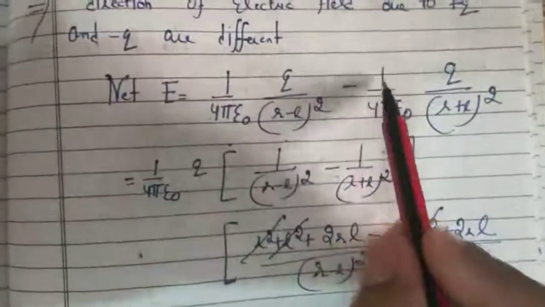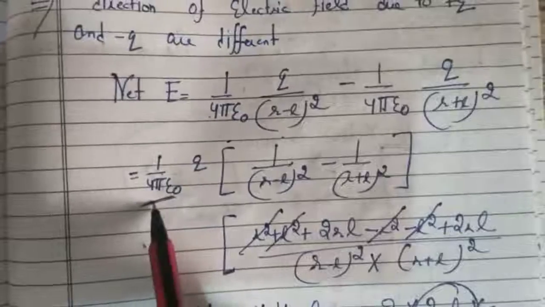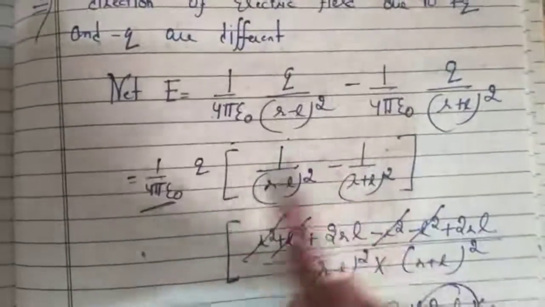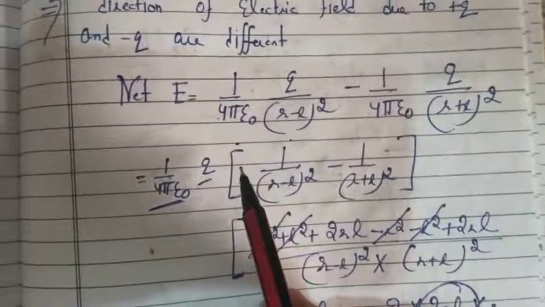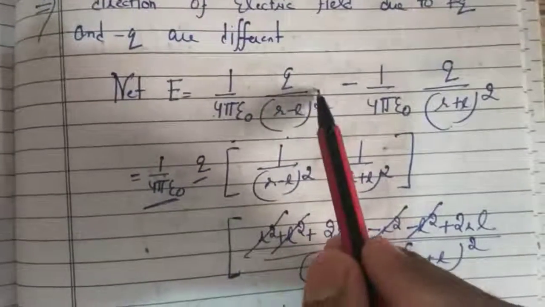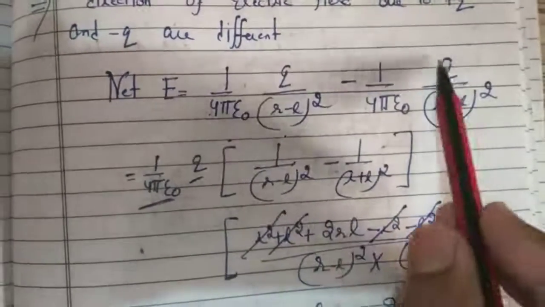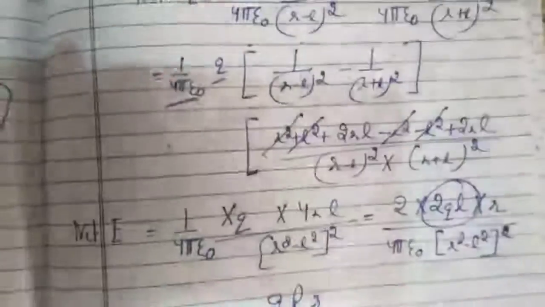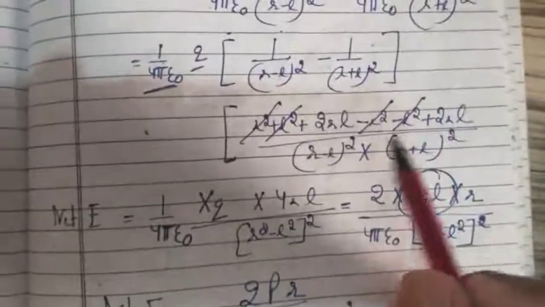1 upon 4 pi epsilon naught will become common, it will come outside. Q lies here, Q lies here, so Q will also come common. What remains in the bracket? 1 upon (R minus L) square minus 1 upon (R plus L) square. Then you have to perform the mathematics.